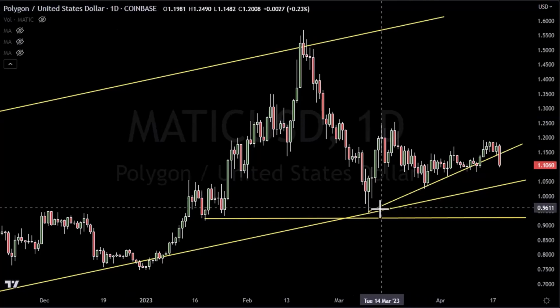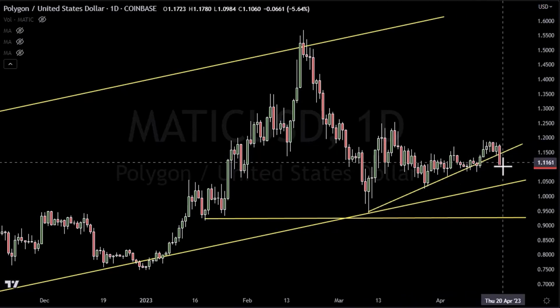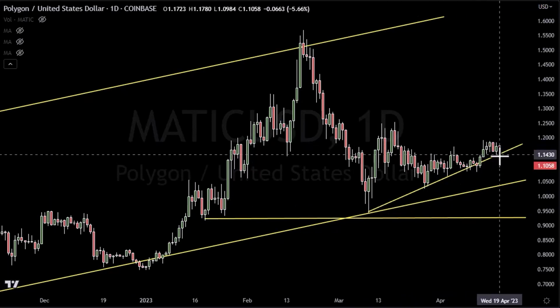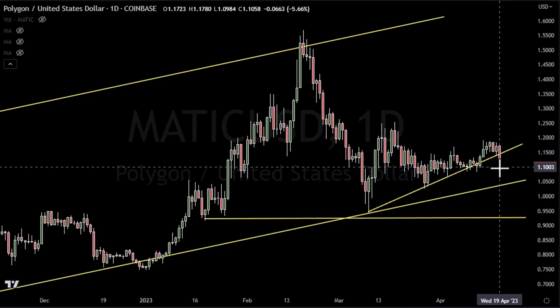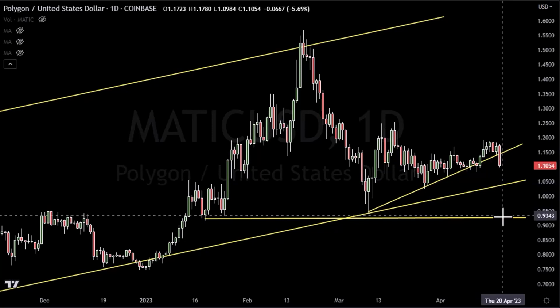So what do we have on Matic? I was warning you guys on Matic that, again, it was a very weak chart. Well, now we have a break point here. Now, it's not confirmed, but it is a break to the downside. Your first major support is going to come in around 103 to 104, followed by 92 to 93 cents.